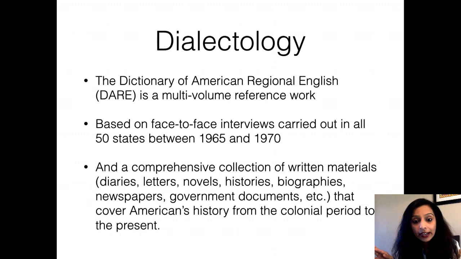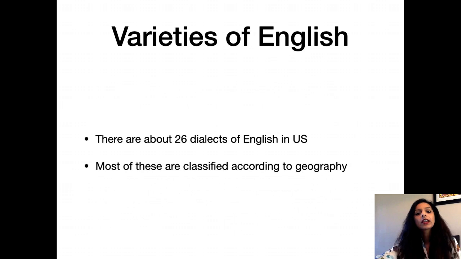the 50 states of America between 1965 and 1970, right? The Dictionary of American Regional English, DARE. You can find it online. It's easily available online. You can also find it through the library.